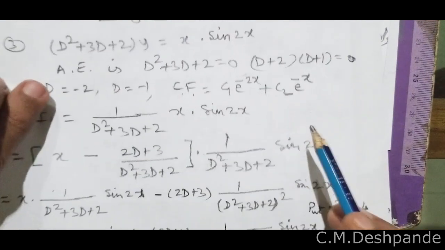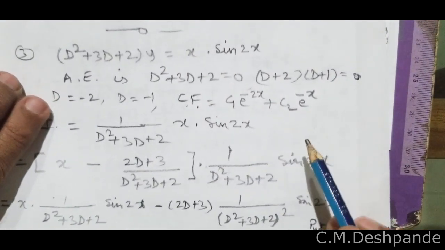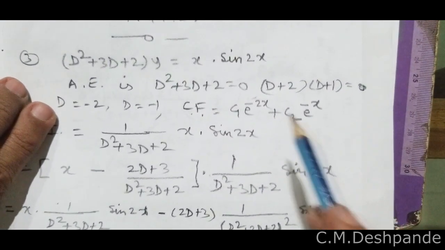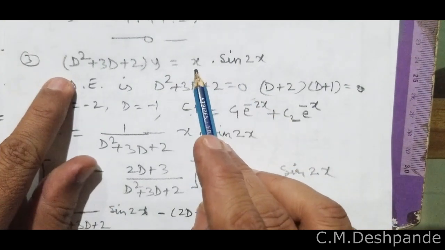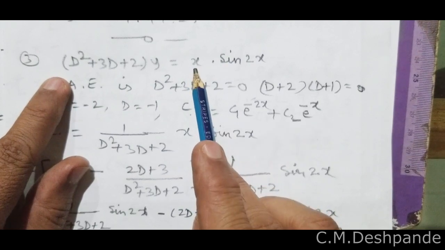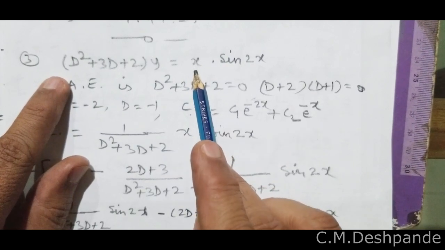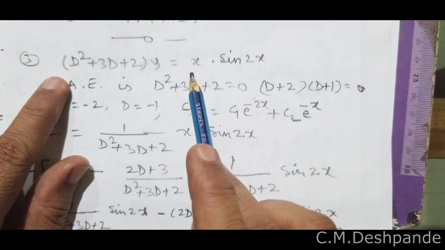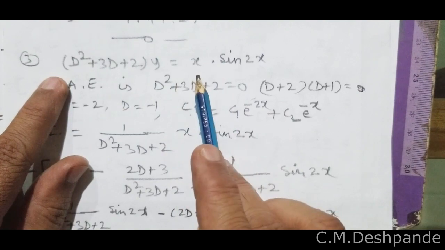Now you can solve many examples by using method number 4 and 5. If right side function is multiplication of 2 terms, one term is exponential, then apply method number 4. If one term is x, then apply method number 5.